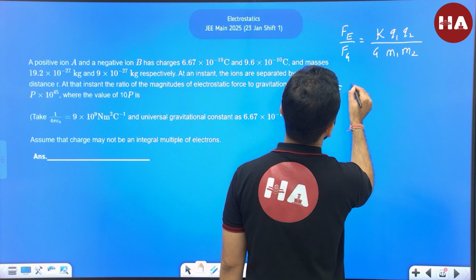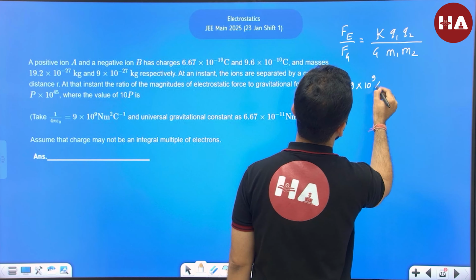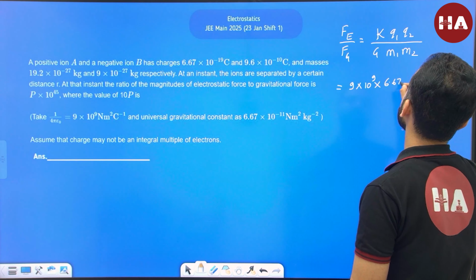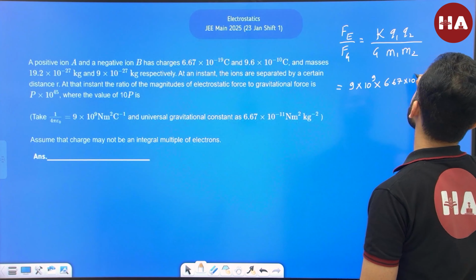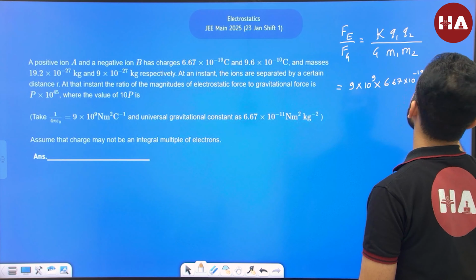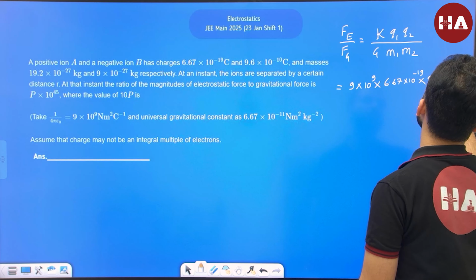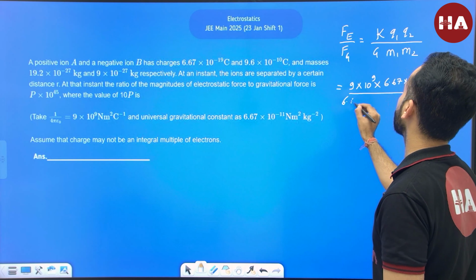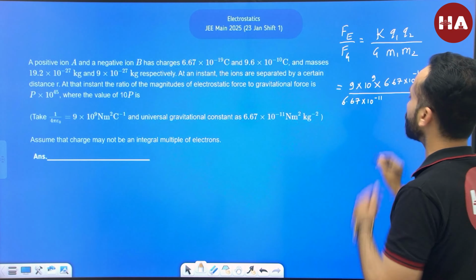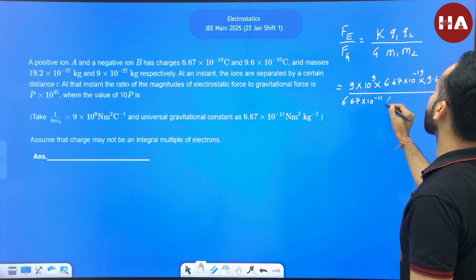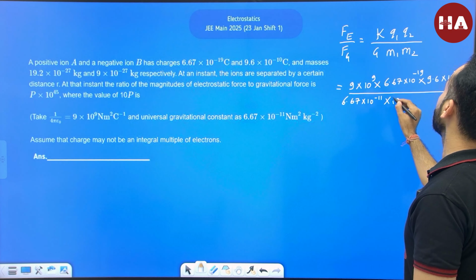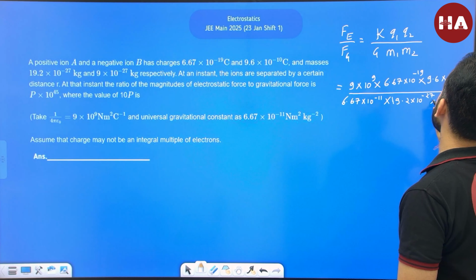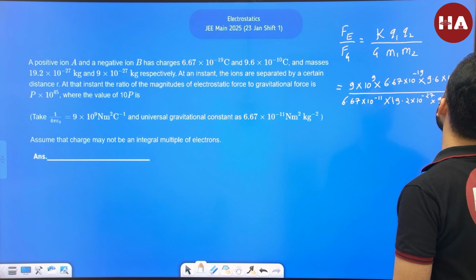The value of K is going to be 9 into 10 raised to the power 9. The value of Q1 is like 6.67 into 10 raised to the power minus 19, and the value of Q2 is like 9.6 into 10 raised to the power minus 10. Right, students? What about the masses? So first, the value of G is 6.67 into 10 raised to the power minus 11. The masses are like 19.2. This is just putting in the values and nothing else. And this is going to be 9 into 10 raised to the power minus 27.